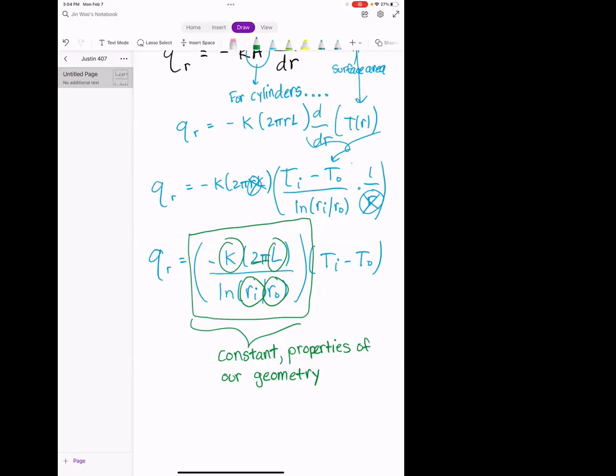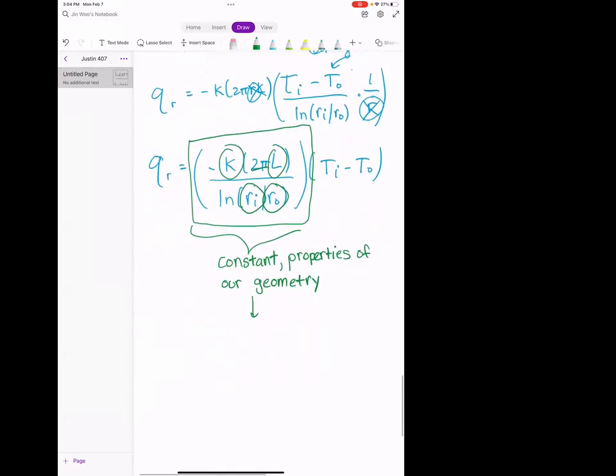And so we can actually give this another name, a familiar name, one that we've seen in Cartesian systems. These constants right here, when combined together, are actually defined as the thermal resistance of cylindrical systems.